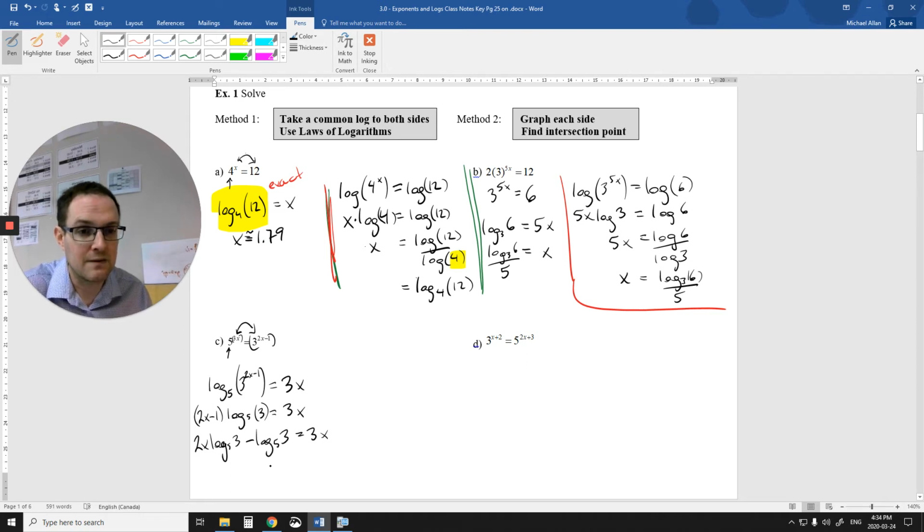Okay. Then I'm going to move this log over to the other side, or vice versa. I can minus the 3 over this side. Doesn't really matter. I want to get all the x's to one side, so I'm going to move this whole term here, all of that, to the other side. So I got minus log 5 of 3, and I got 3x minus 2x log 5 of 3.